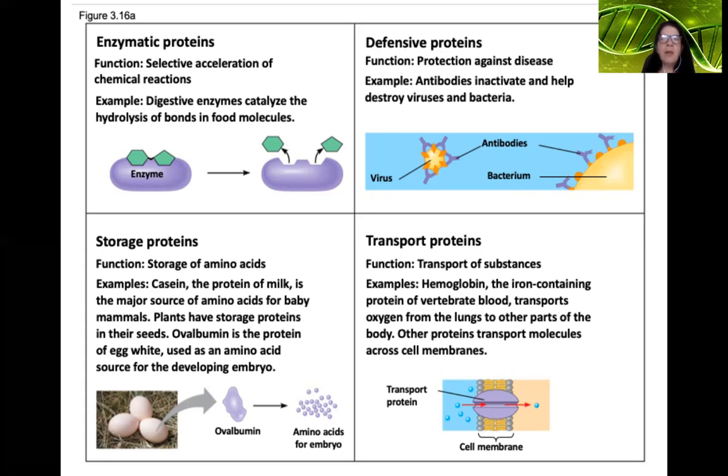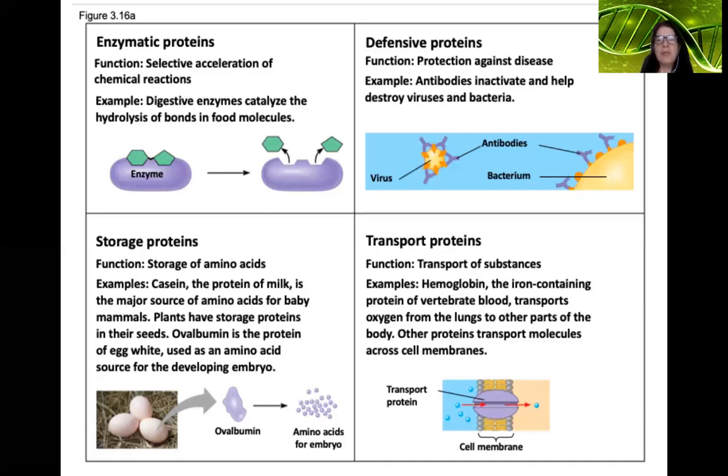A second group of functions is proteins function as defensive proteins. They defend organisms against pathogens. Pathogens are either parasites or viruses or bacteria that can potentially harm the organism. And there are many different defense proteins, but the best example I have for you are antibodies. Antibodies are produced by our immune system to help inactivate and destroy viruses and bacteria.